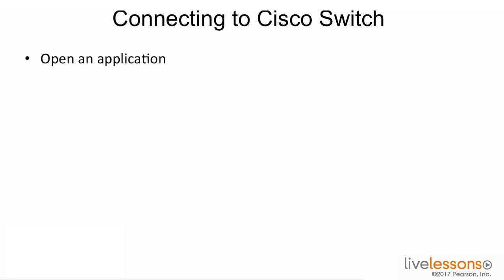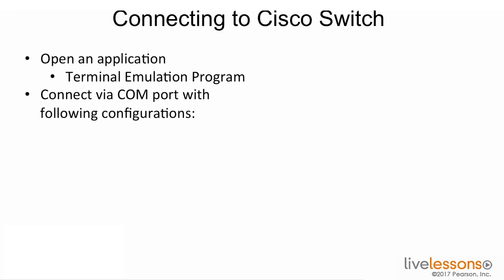So in this lesson, we're going to connect to a Cisco switch and do some configuration. In order to do that, we need a specific application that can allow us to connect to the switch, and that's called a terminal emulation program. That terminal emulation program can be used to connect in various ways to the switch. For instance, via a COM port.